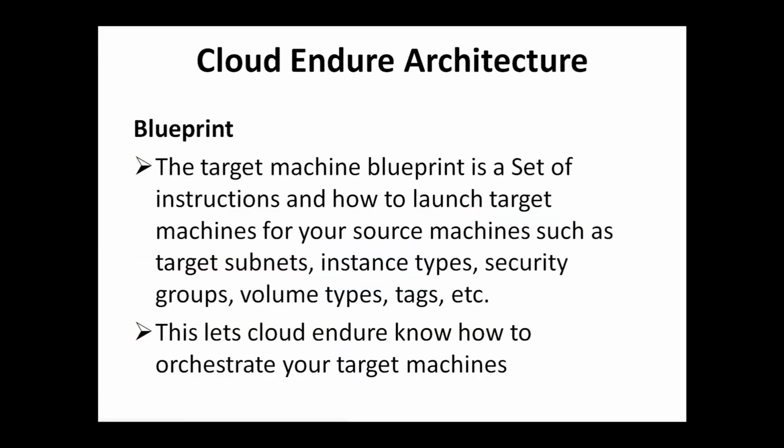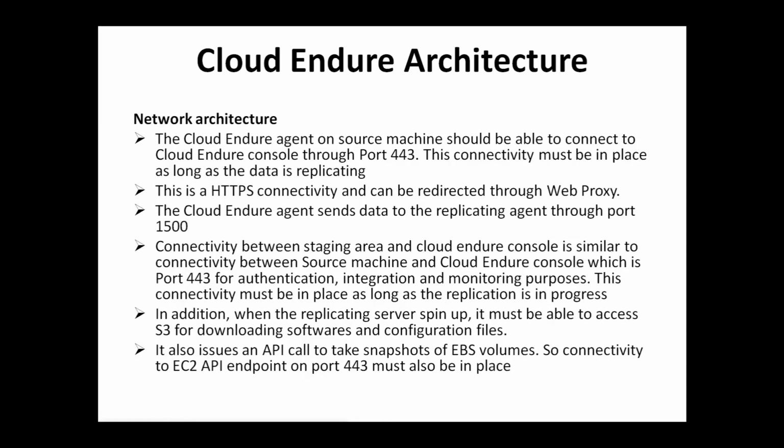So next is the blueprint. What is a blueprint? This is the target machine blueprint, and it is a set of instructions on how to launch your target from your source machine, such as target subnets, instance types, security groups, volume types, etc. This lets CloudEndure know how to orchestrate your target machine.